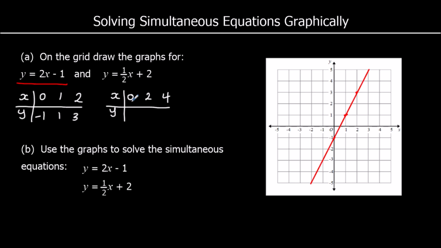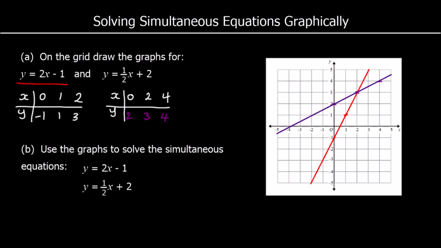So half of 0 is 0, plus 2 is 2. Half of 2 is 1, plus 2 is 3. And half of 4 is 2, plus 2 is 4. So it goes through 0, 2. It's got a y-intercept of 2. And it goes through 2, 3 and 4, 4. So for every one it goes across, it goes up half. That's its gradient, and its y-intercept is at 2.